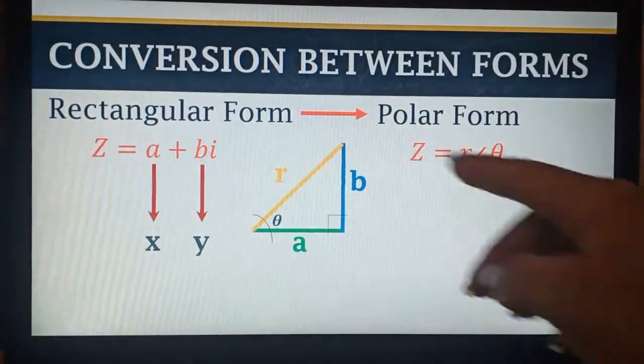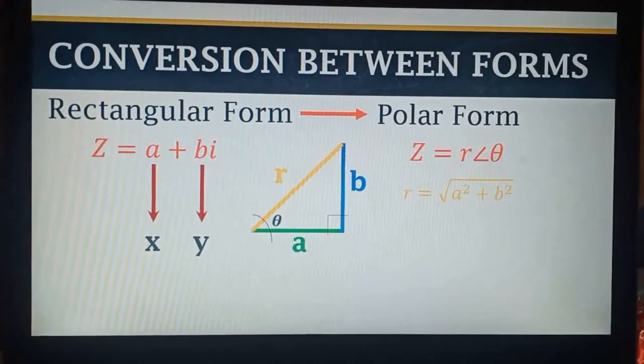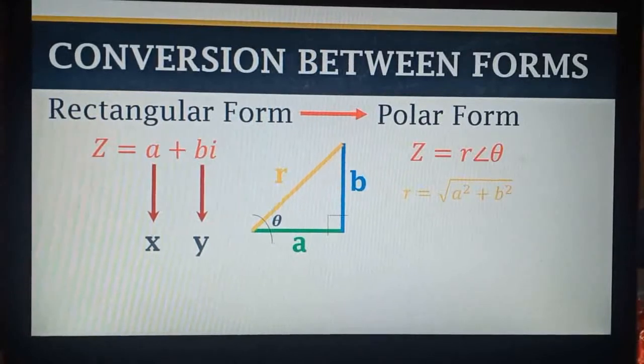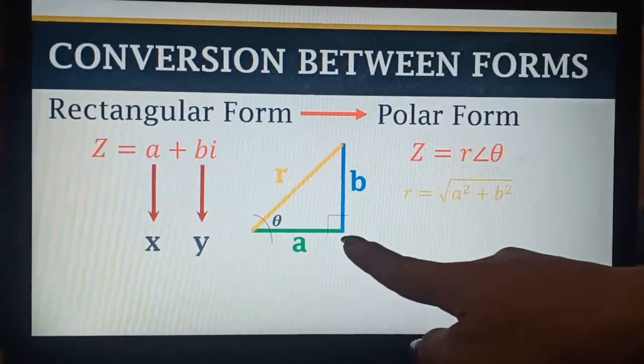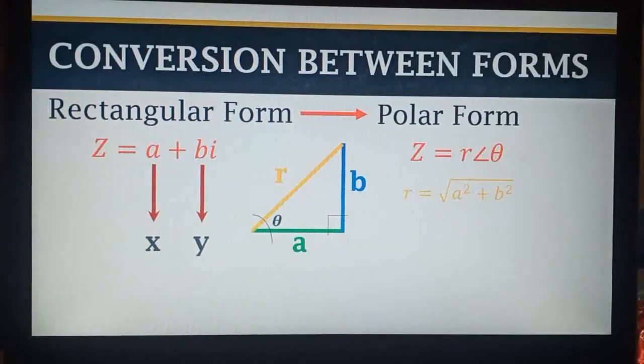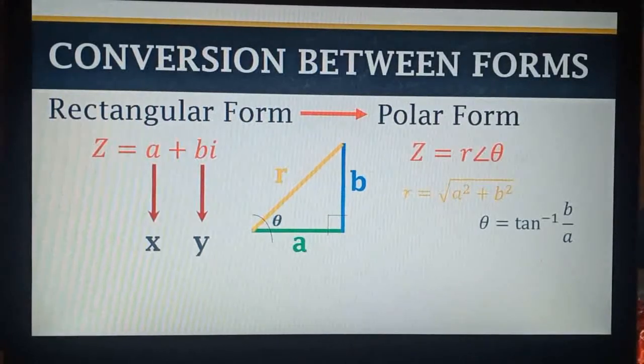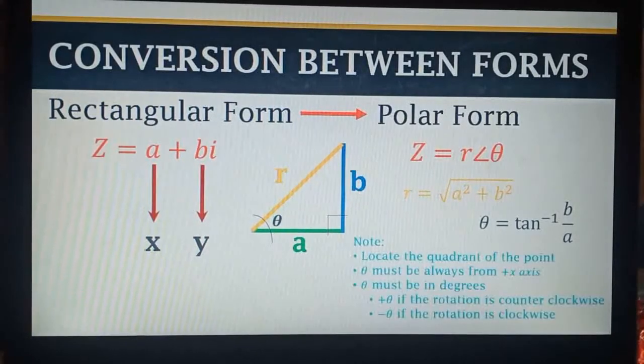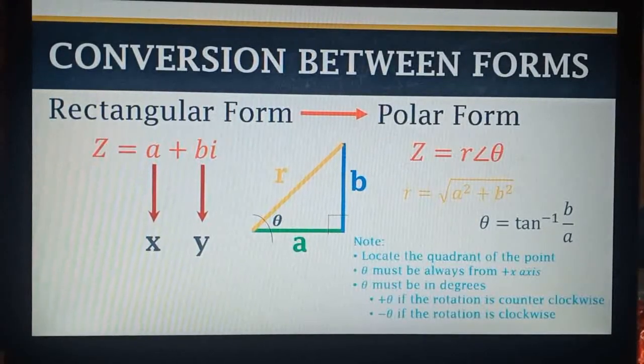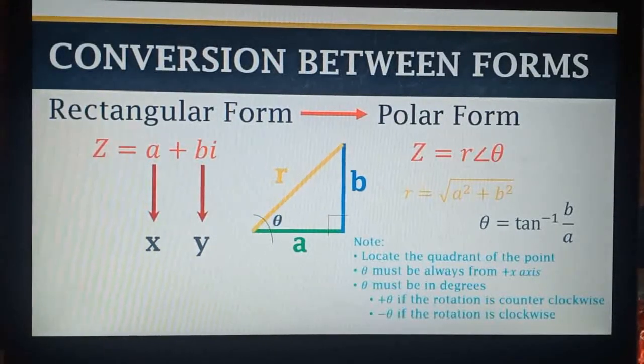So to compute r, you can use the Pythagorean theorem, which is r equals the square root of a squared plus b squared. Now, to compute the direction of r with respect to a, that is arctan of b over a. But you have to take note that you have to locate the quadrant of the point. Since you have 4 quadrants, you need to know in which quadrant the point or the complex number is located.